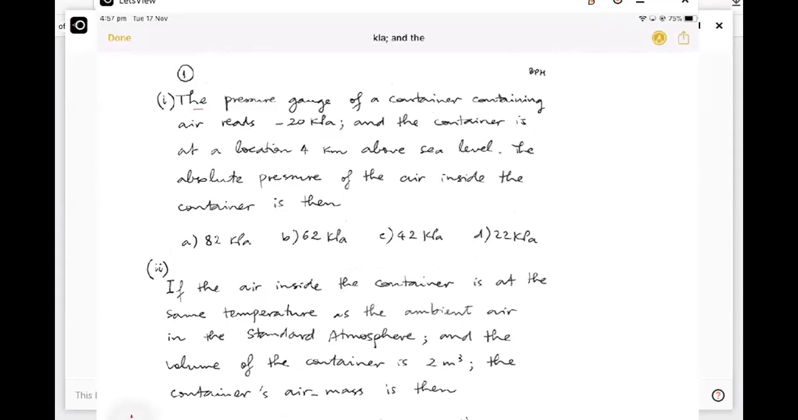We have the gauge pressure of a container containing air at minus 20 kPa. We have a container and we have a pressure sensor. For the gauge pressure sensor, what we read is minus 20 kPa. And the container is at a location 4 kilometers above the sea level. The absolute pressure of air inside the container is A, B, C, and D.